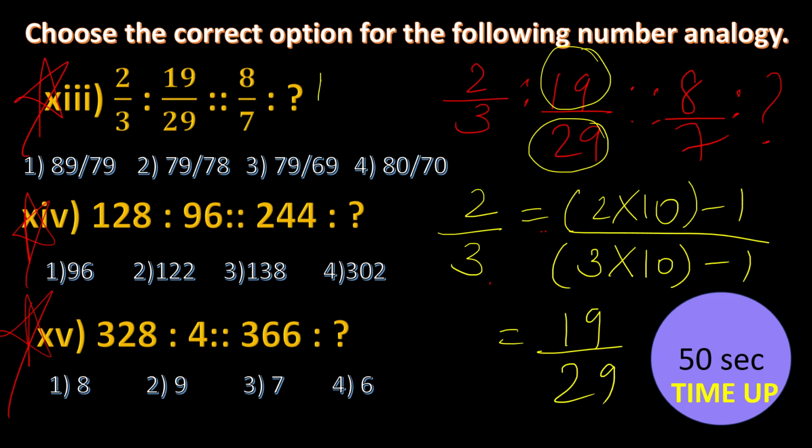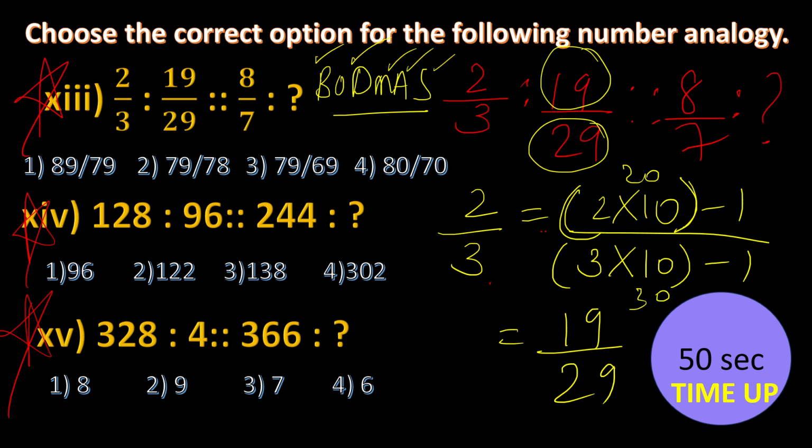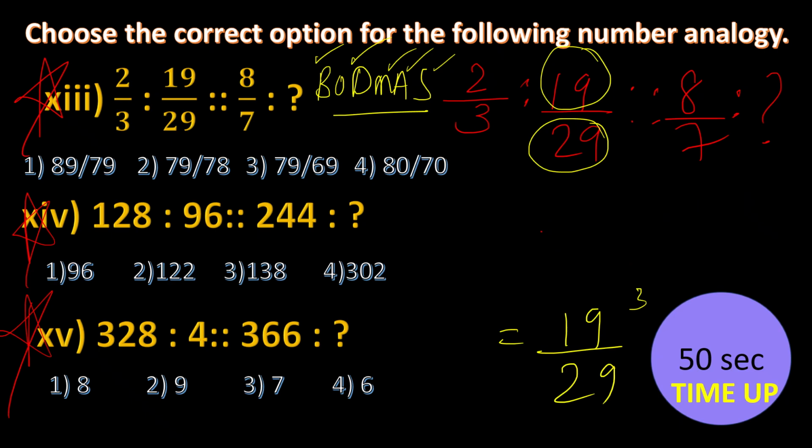Do you remember the BODMAS rule, which you must have also studied in school days? First is the bracket that you need to solve, then division, multiplication, addition, subtraction. So bracket you need to solve first. So 2 into 10 will be 20, minus 1 will give you 19. 3 into 10 is 30, minus 1 will give you 29. So this is the logic used here. Same logic you need to use for 8 by 7.